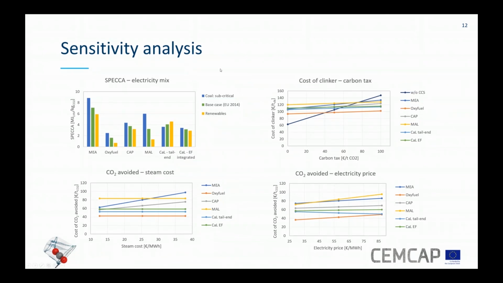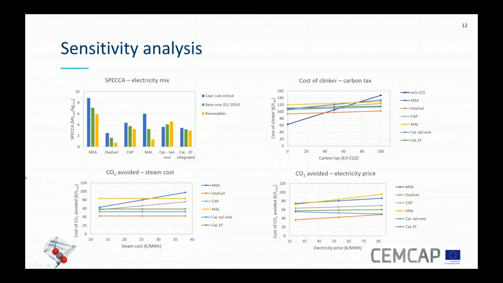So looking at, for example, the picture here on the left top of the slide, we see the sensitivity of the SPECA to different types of electricity systems or electricity system characteristics. That's basically meaning the average efficiency and CO2 emission intensity in each of these electricity generation systems. So in the base case, we have used the reference value for the 2014 EU power system, and that is shown in the green bars in the middle here.